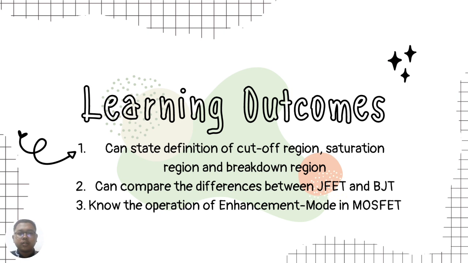Number one, can state the definition of cutoff region, saturation region, and breakdown region. Number two, can compare the differences between JFET, which is junction field effect transistor, and BJT, which is bipolar junction transistor. Number three, know the operation of enhancement mode in MOSFET. MOSFET is known as metal oxide semiconductor field effect transistor.